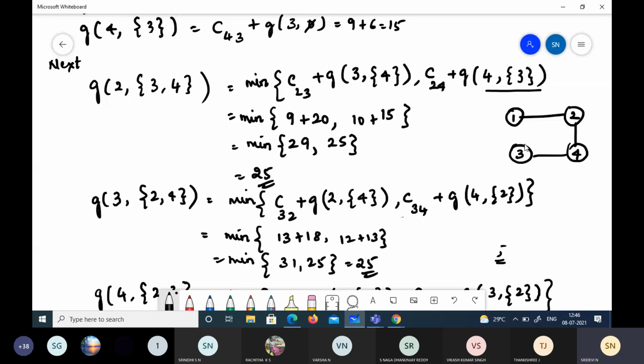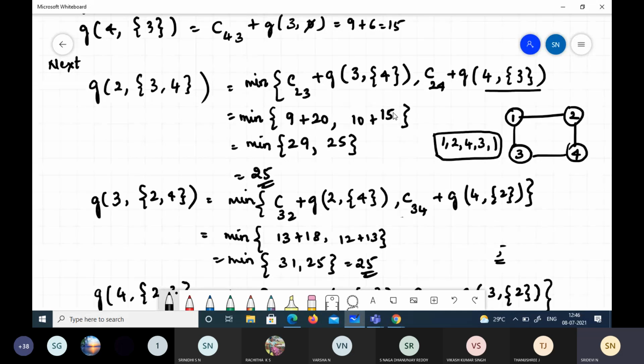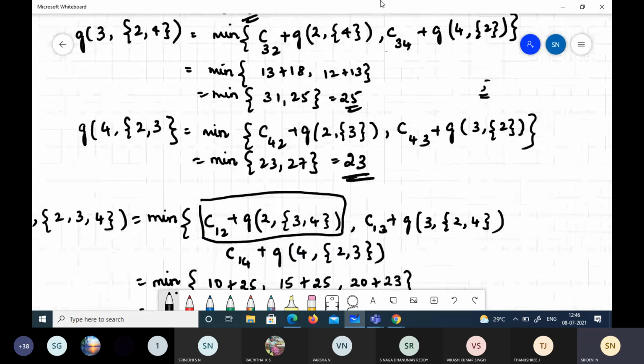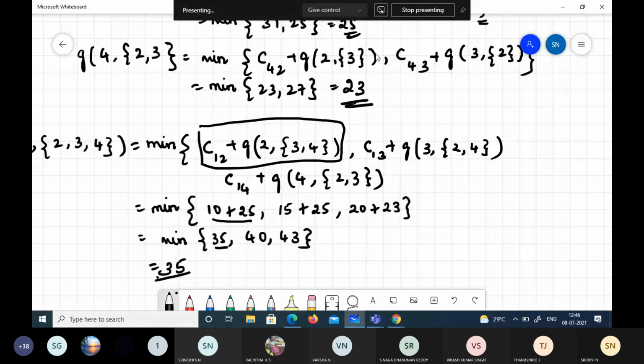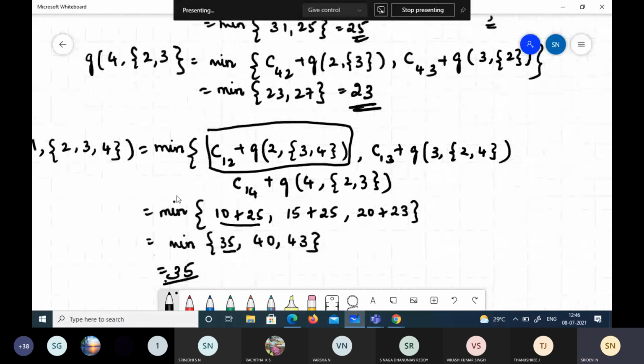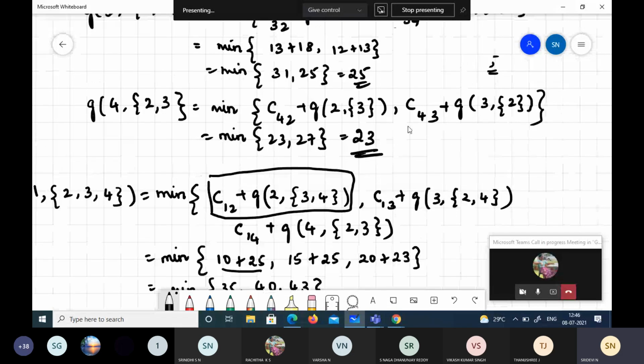And again, we went back to this. This optimal tour is 1, 2, 4, 3, 1. The path you'll get from here. So how do we get it? By moving on like this. See here, we should trace back. From 1, we got this selected. So 1 to 2, then we should go here and check from 2 where we are going.